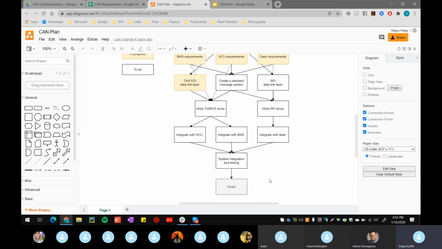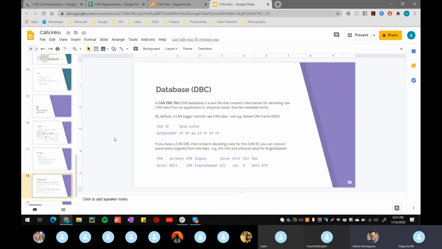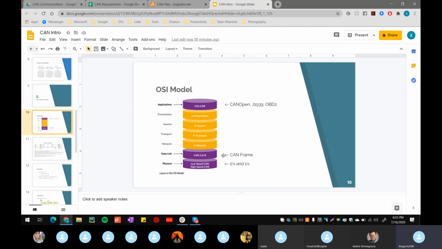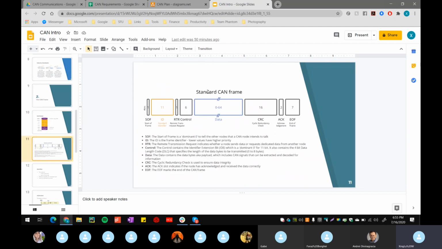What's the data link layer? It's not one of the OSI things. Yeah, it's the CAN frame. I didn't quite absorb that. What is that layer supposed to do? So the data link layer is the CAN frame, so this part. Ah. Yeah. So I have to get the literal ones and zeros being sent. Yeah. Gotcha.